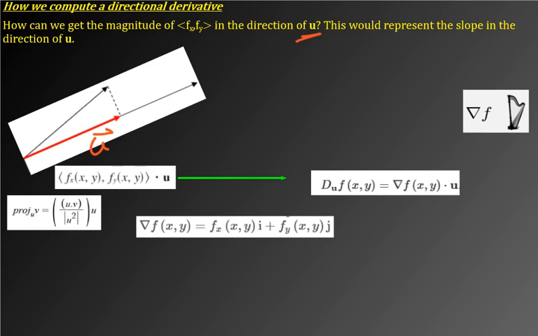Not x or y. And this is like a vector right here that's built out of my partials in x and y. And if I could figure out how to get the magnitude of this showing up on here, that would truly represent the slope in the direction of u, which is then like the derivative in u's direction.